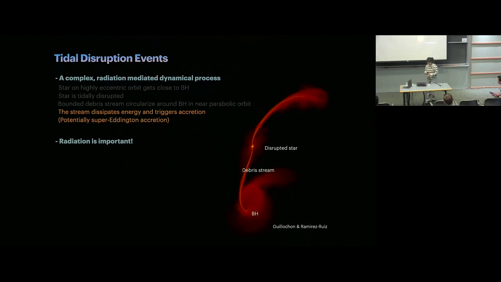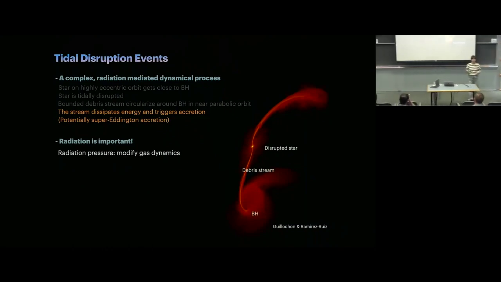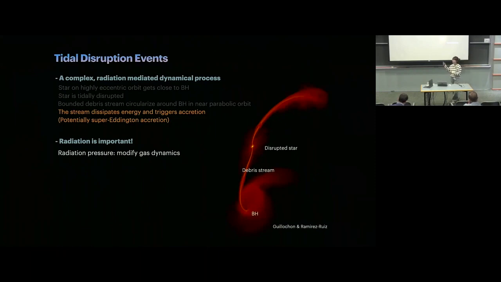I do want to highlight that this is the process where we think radiation is important. First, the radiation pressure could modify the gas dynamics. When we have fairly strong radiation flux and fairly large opacity, we can get a pretty strong radiation force, and sometimes it could even exceed the gravity pull from the black hole. These systems we call super-Eddington systems. So people are thinking the accretion process here in TDEs could potentially be super-Eddington, and we're also seeing that even before the accretion starts, there might be various radiation-mediated shocks.